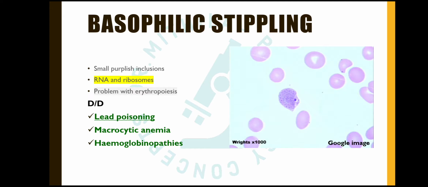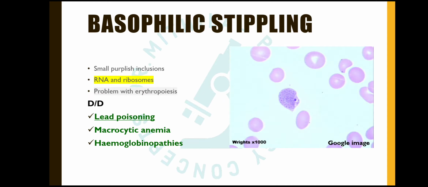Next we come to basophilic stippling. These are granular purplish inclusions in the RBCs, and their content is RNA and ribosomes. Whenever there is defective erythropoiesis, dyserythropoiesis or ineffective erythropoiesis, basophilic stippling is seen. Examples are lead poisoning, megaloblastic anemia, macrocytic anemias, and certain hemoglobinopathies. In all these conditions basophilic stippling will be seen.